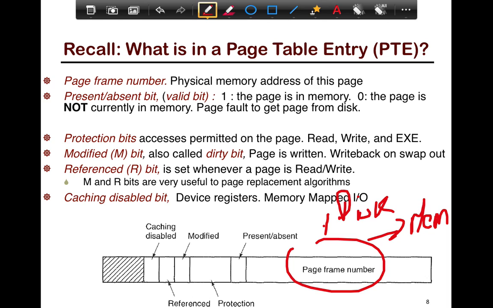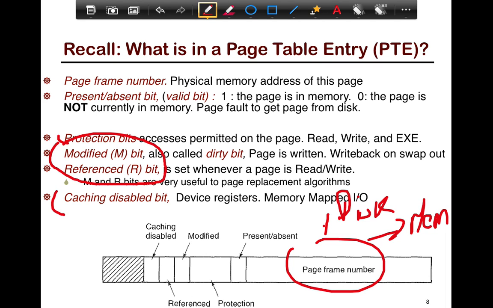Okay. There's a present and absent bit. One if the page is in memory, 0 if it's not. So this one figures out that the page is actually on disk. There are protection bits. Obviously, these are not useful. These are mostly for security purposes. And then there's the caching disabled bit, which is usually used for I/O purposes, and we won't talk about that. But there are two important ones, right? The two important ones we want to focus on are the modified and the reference bit.